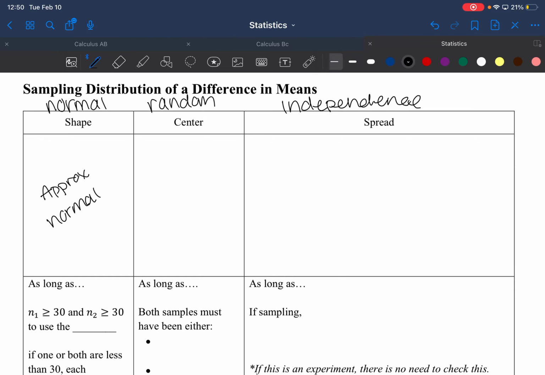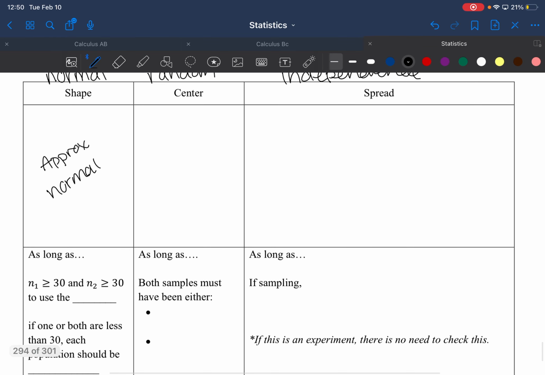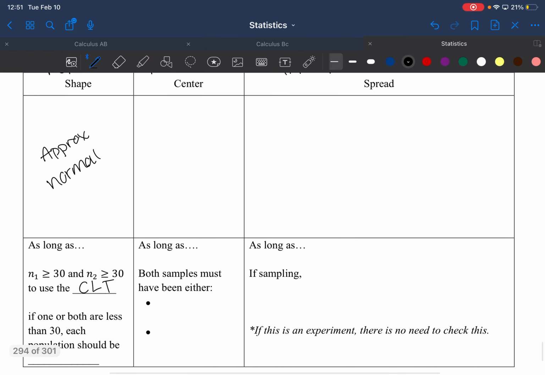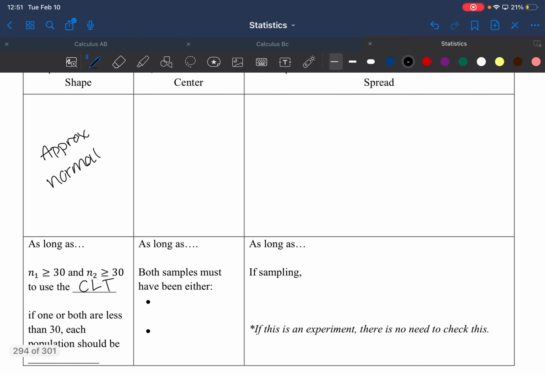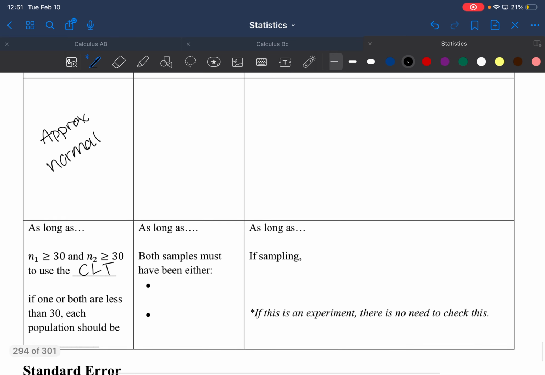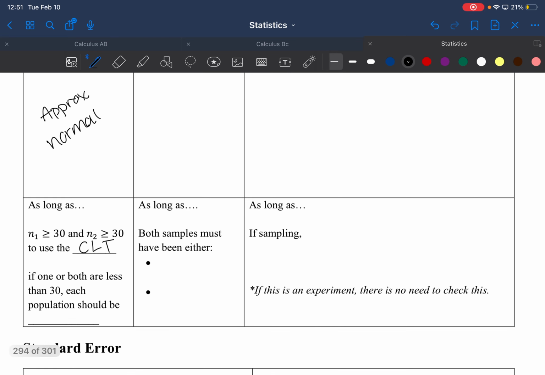Okay, so for the shape, we still want this to be approximately normal. And we use what theorem to prove that? CLT, the central limit theorem. Since we have two samples, though, that means both samples have to be greater than or equal to 30. If one of them is not greater than or equal to 30, then you have to graph the histogram. If both of them are not greater than or equal to 30, then you're going to graph how many histograms? 2. Okay. If one or both are less than 30, each population should be normal.